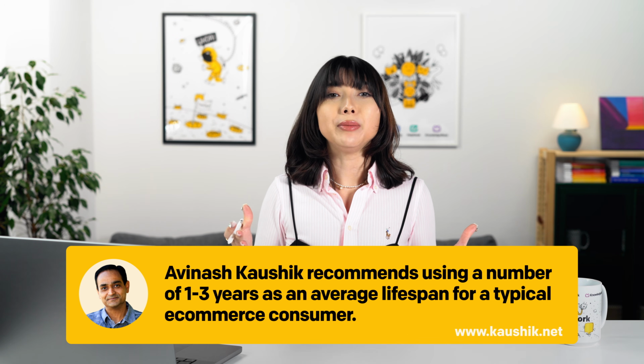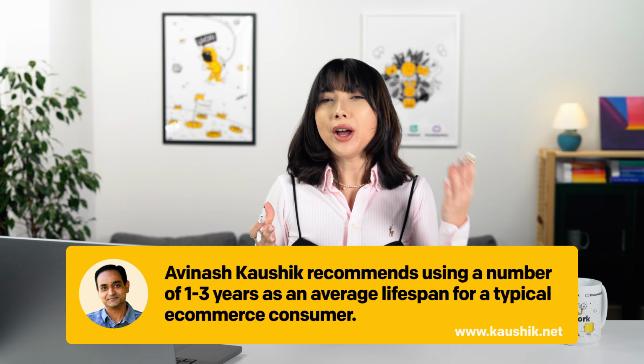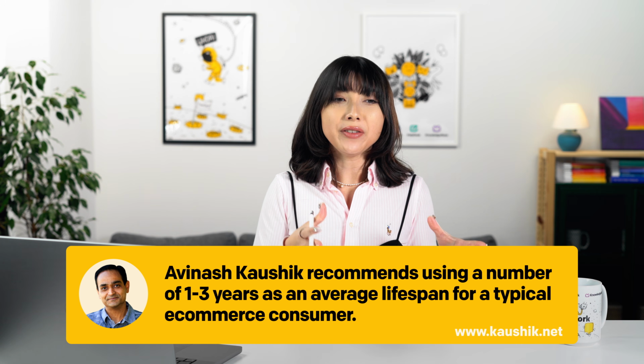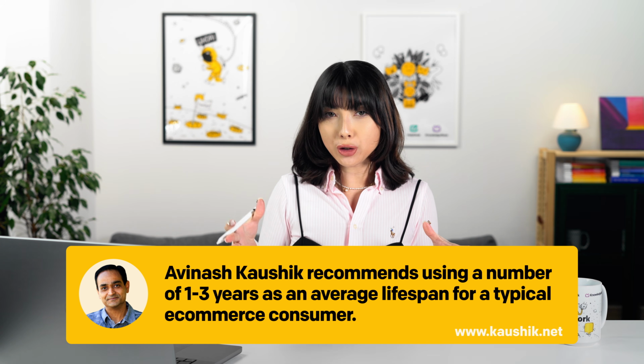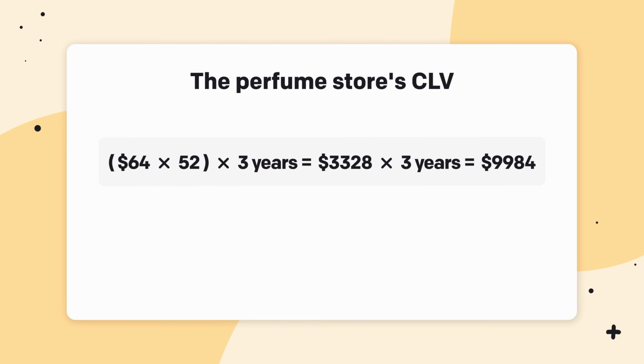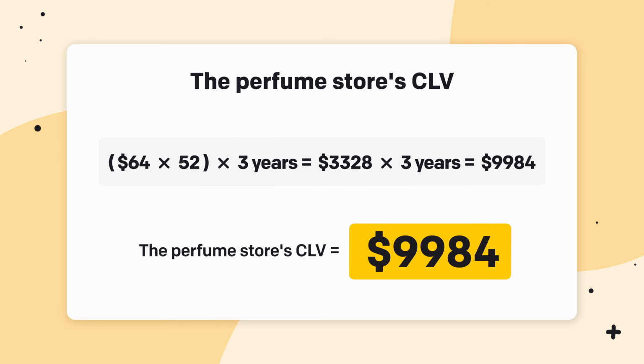Avinash Kaushik recommends using a number of 1 to 3 years as an average lifespan for a typical e-commerce consumer. However, it really depends on the niche of your e-commerce business. In our perfume brand e-commerce store example, we'll be using 3 years. Let's take the already calculated ACV, $64, and times it by 52 weeks. There are 52 weeks in a year. And then multiply it by 3 years, giving us $9,984. So that's the perfume store's CLV.